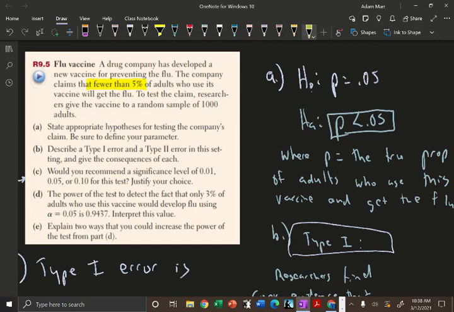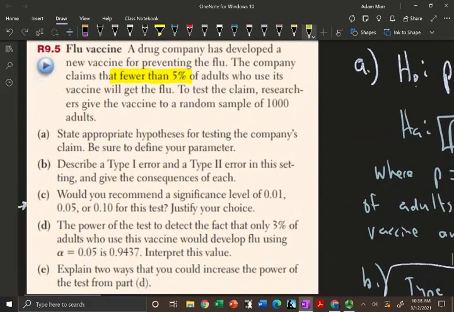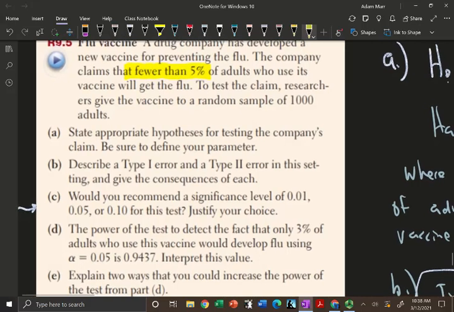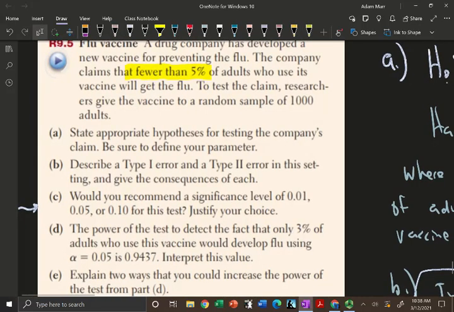A drug company has developed a new vaccine for preventing the flu. The company claims that fewer than 5% of adults who use its vaccine will get the flu. To test the claim, researchers give the vaccine to a random sample of 1,000 adults. State appropriate hypotheses for testing the company's claim. Be sure to define your parameter. So this is part A.